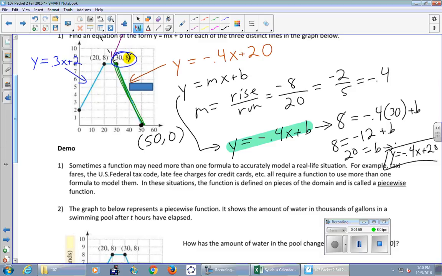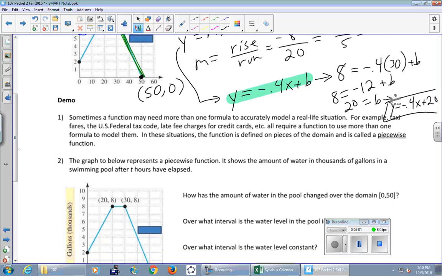And that's not so uncommon in the real world. Number one, sometimes a function may need more than one formula to accurately model a real life situation. So we're going to read right here real quick a list of things where there's definitely more than one rule that governs the behavior of the thing. So for example, taxi fares. What about taxi fares makes it so there isn't one single formula that tells you how much you're going to pay?